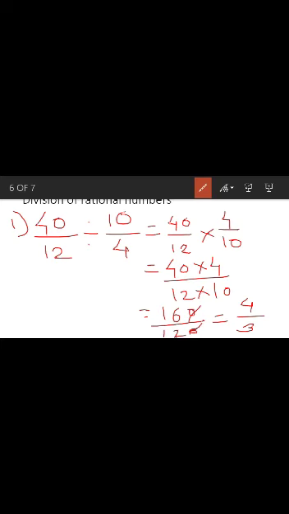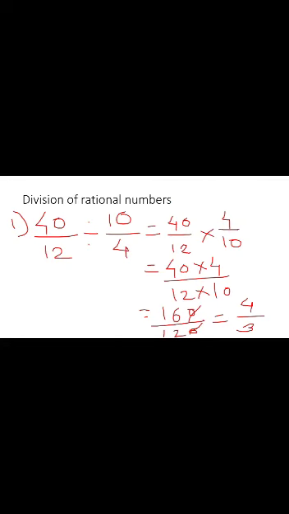See, when we are conducting the division of rational numbers, we need to multiply the first fraction by the multiplicative inverse of the second fraction. Do you get it? Multiplicative inverse means the denominator will go to the numerator and the numerator will come to the denominator. That is the multiplicative inverse of the fraction. This is the division of rational numbers. I hope you understood it.